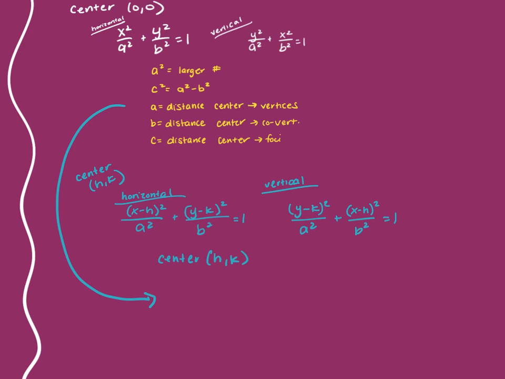Does x always go with h and y with k? Yep. Okay. Always, always, always. Doesn't matter if it's a circle, a parabola, an ellipse, or a hyperbola. Yep. x always goes with h, y always goes with k.